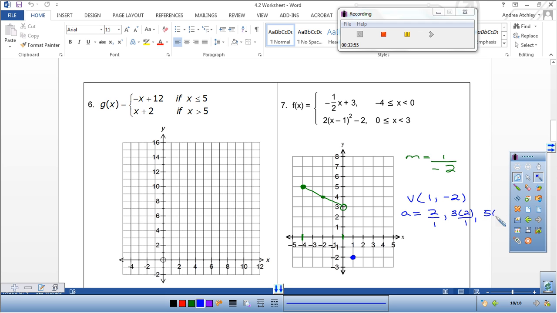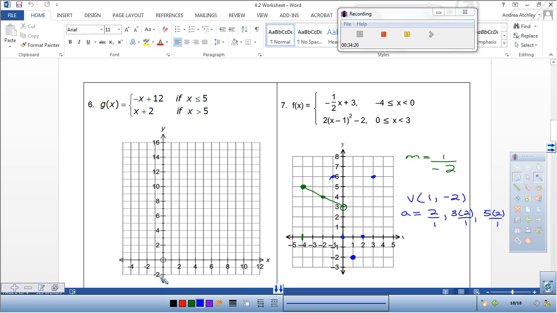And then 5 times 2 over 1, because our a value is 2 right there. So here we're going to go up 1, 2, and over 1. Up 1, 2, and over 1. Then up 6, 1, 2, 3, 4, 5, 6, and over 1. Up 6, and over 1.